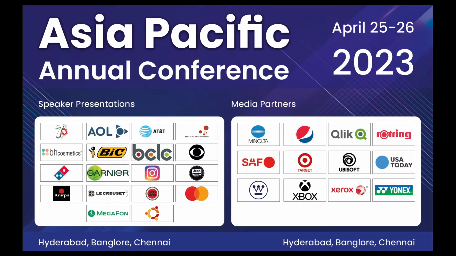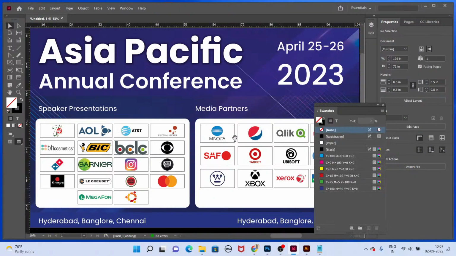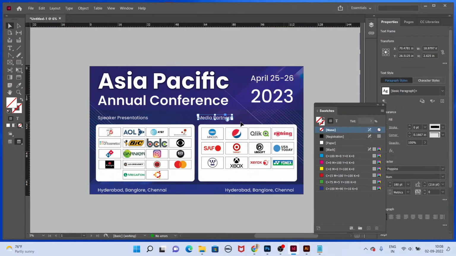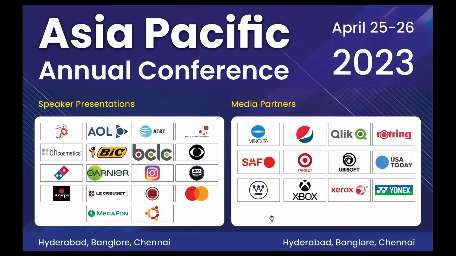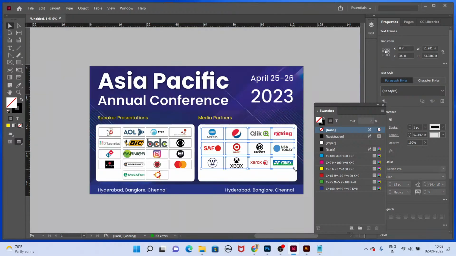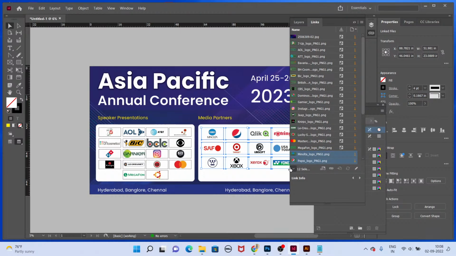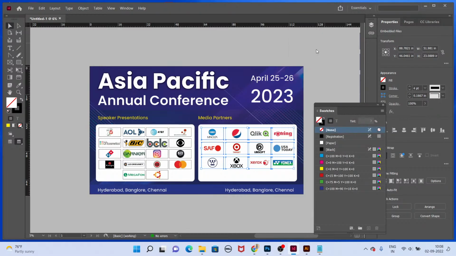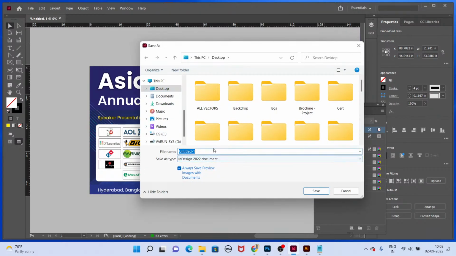Backdrop completed. Like this the backdrop will be highlighted. And if you would like to highlight the media partners, select it. Select all the elements and use Control Shift D. Then in the Links palette, right click, Embed Link. Images will be linked. Control S to save. This is called the backdrop design.